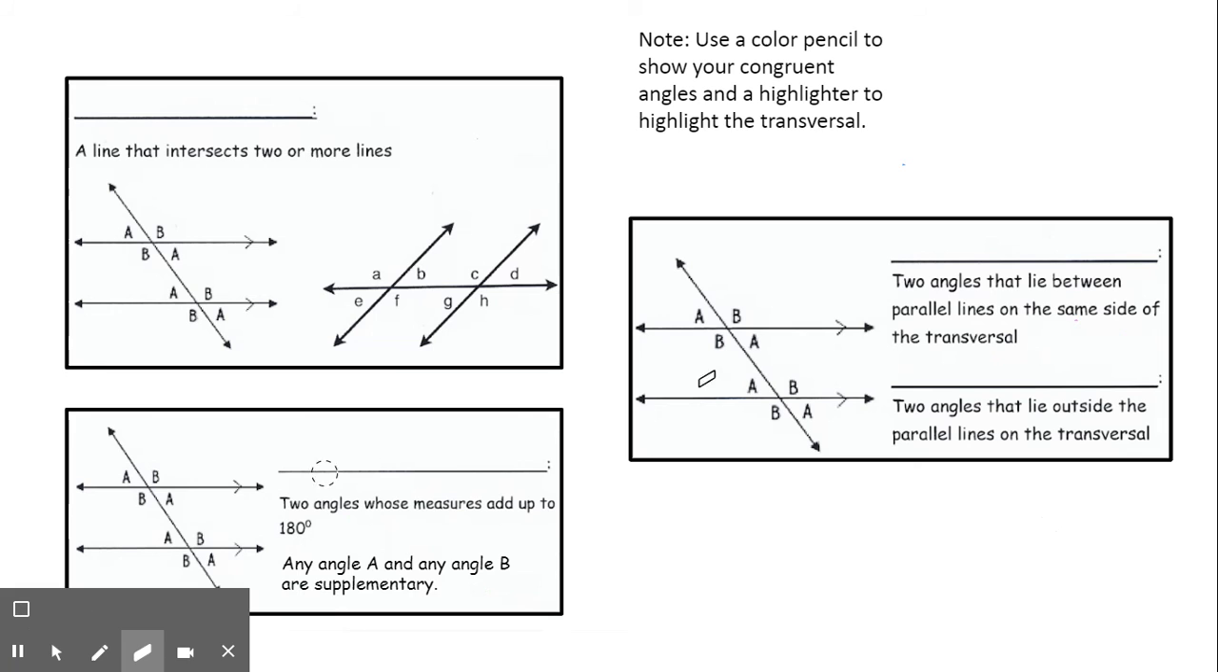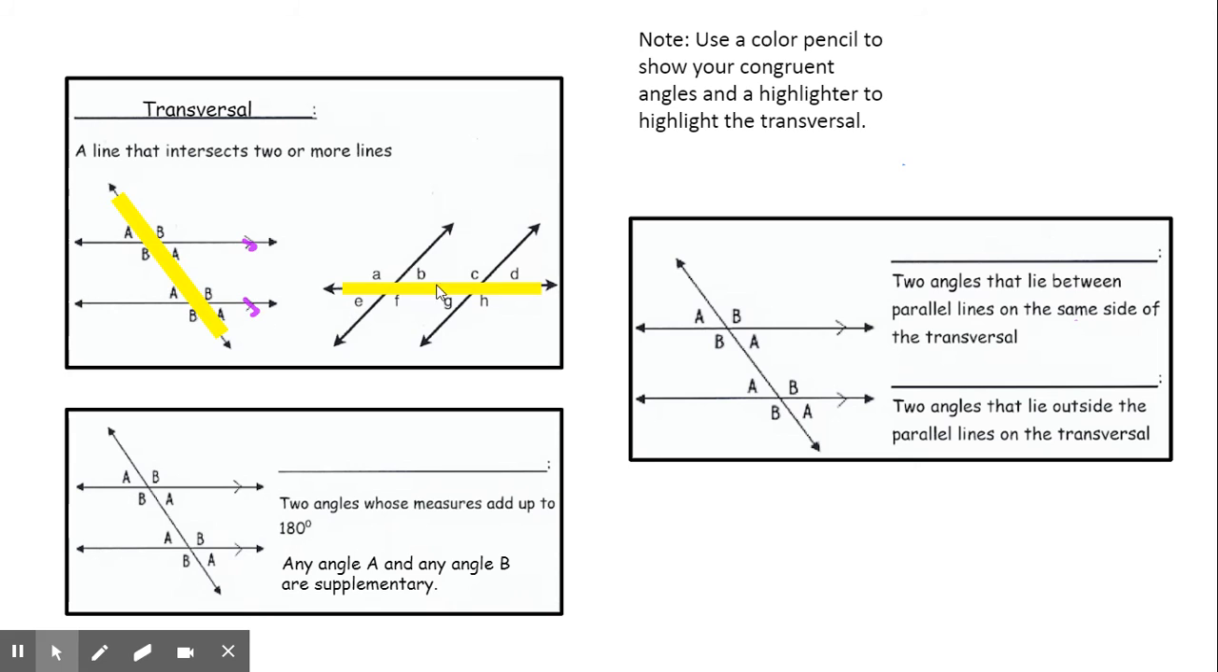Now again, make sure you're still color coding with your color pencils, markers. Again, we're going to mark our transversal line. I want to know which one is my transversal line. Remember, this little symbol right here tells me they are the same, so that tells me these are my parallel lines. And this long one is going to be my transversal. The yellow one is my transversal and the other two are my pair of parallel lines.